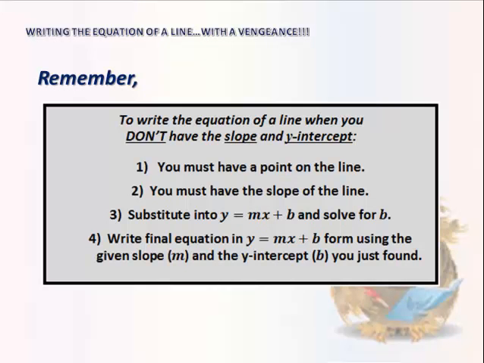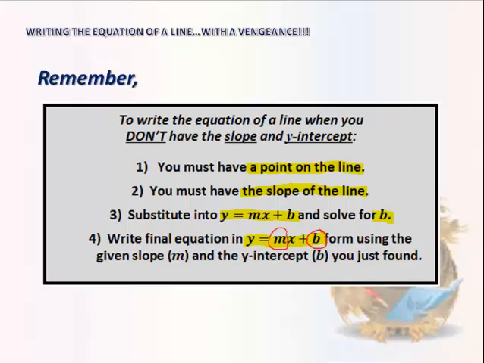Let's first recall that when you have to write the equation of a line and you don't have the slope and the y-intercept, there's a procedure you can go through. Remember, the first thing is you have to have a point on the line. The second thing is you have to have the slope of the line. Then you'll take the point and the slope, substitute them into y equals mx plus b, and solve for b, which is the y-intercept. Then you'll write the equation in y equals mx plus b form, inserting the slope where the m is and the y-intercept where the b is.